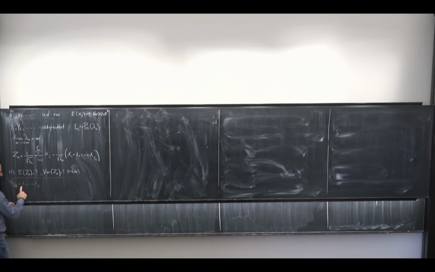And Sn is the sum of them. But n is not fixed, it's random. Okay? It's exactly like this. So this n is playing the role of this y sub n. That's exactly the same thing.